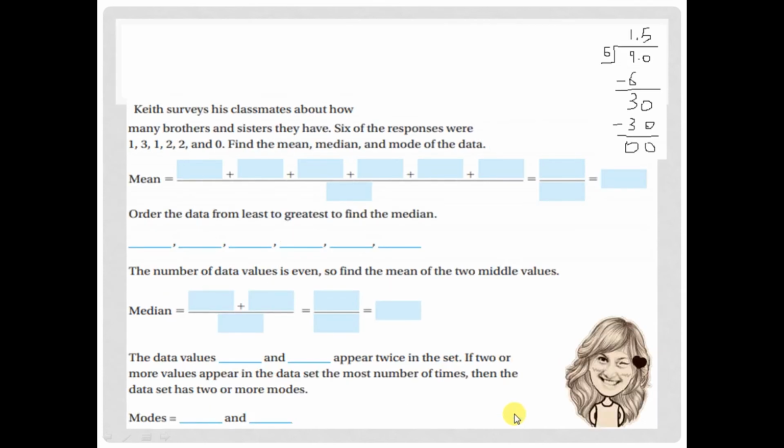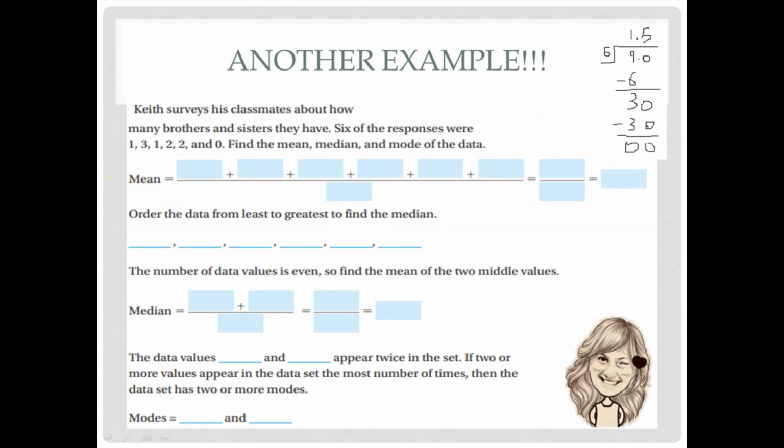Another example, the last example here. Kath surveys his classmates about how many brothers and sisters they have. 6 of their responses were 1, 3, 1, 2, 2, and 0. Find the mean, median, and mode of the data.